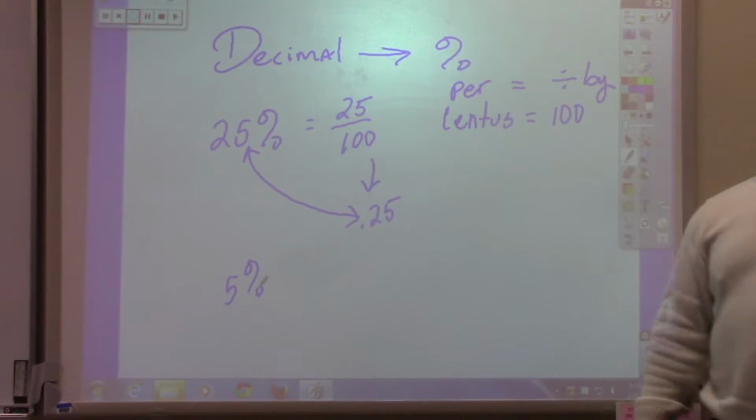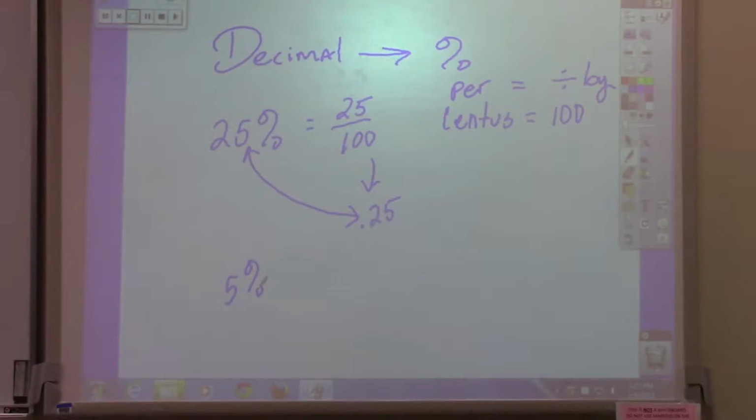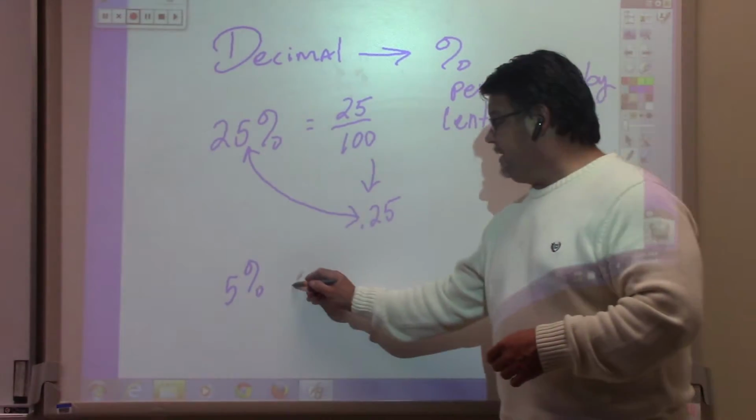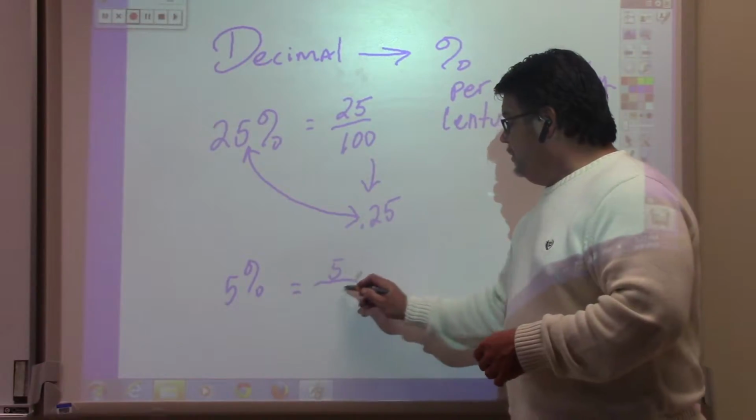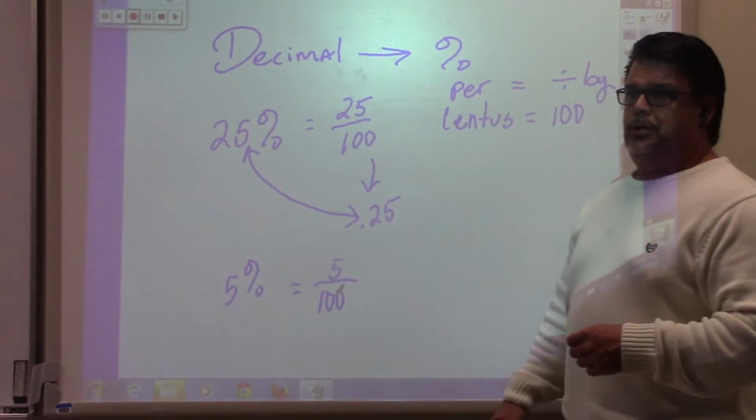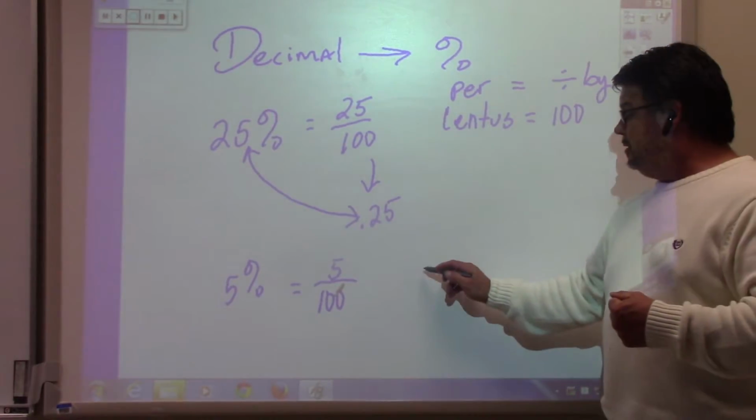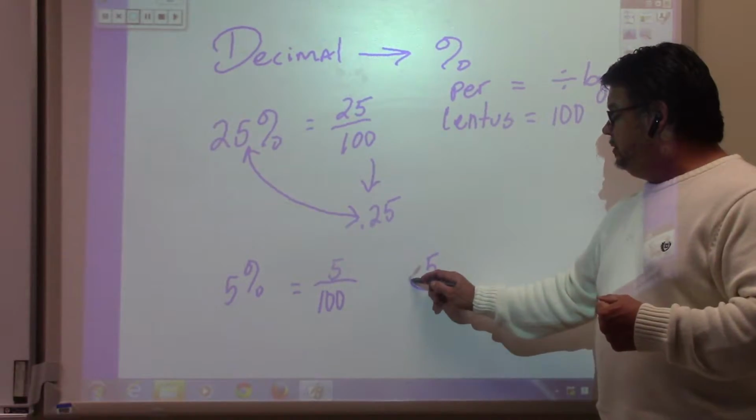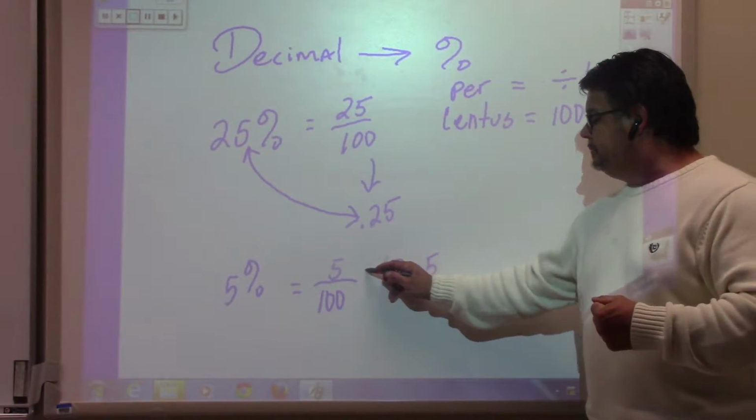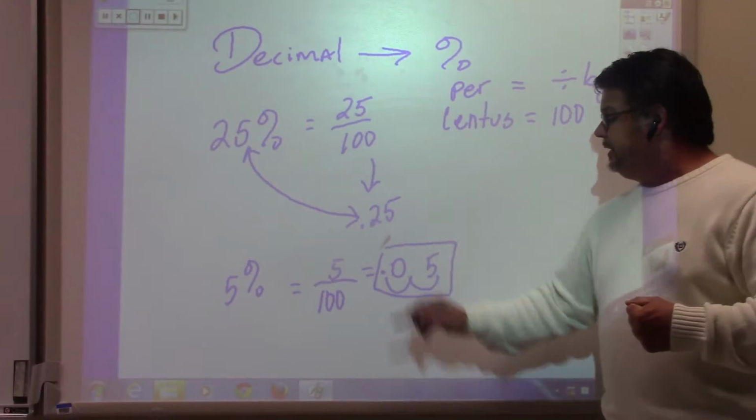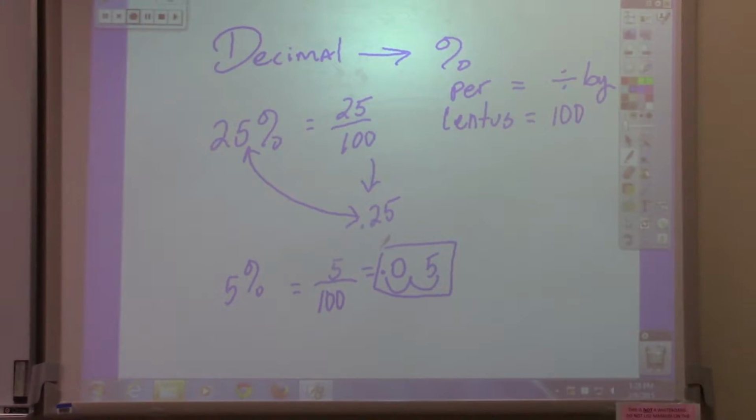Be careful here because some of y'all will go haywire and put 50 and get it wrong. It's 0.05, because 5% is 5 over 100, and when you divide by 100, you count the number of zeros and move that decimal place 2 places to the left, right? So that would be 5, 1, 2. So the answer there is 0.05.